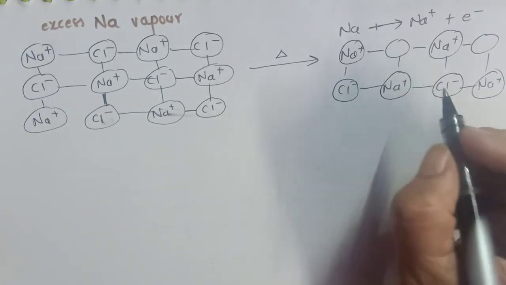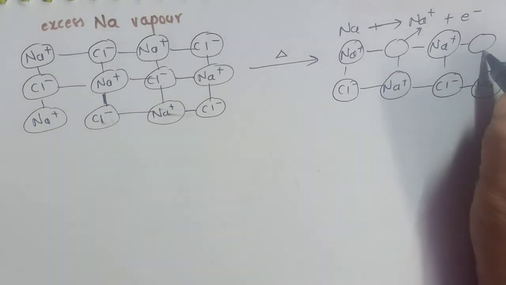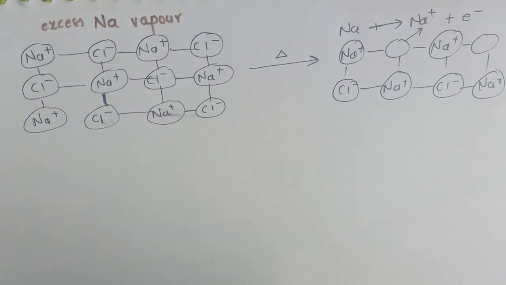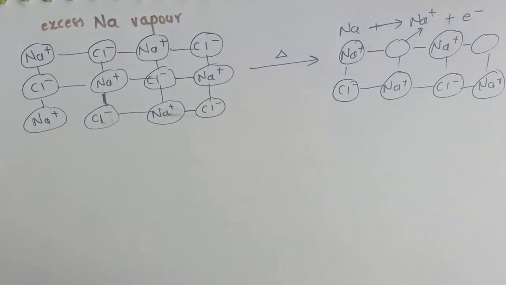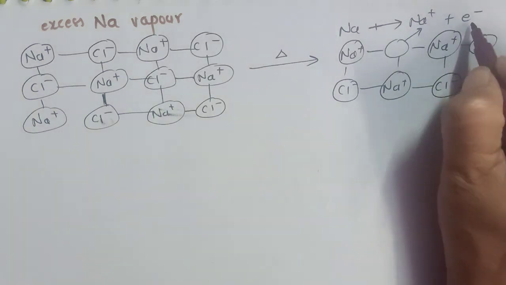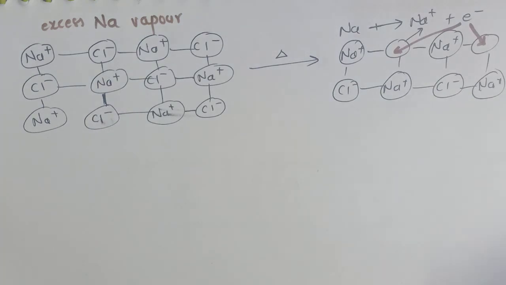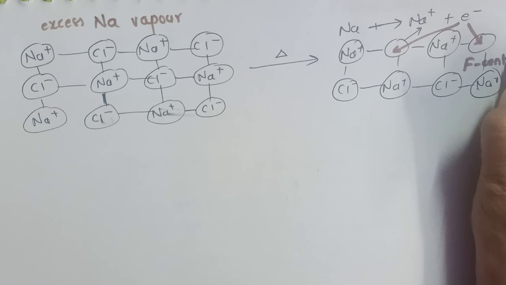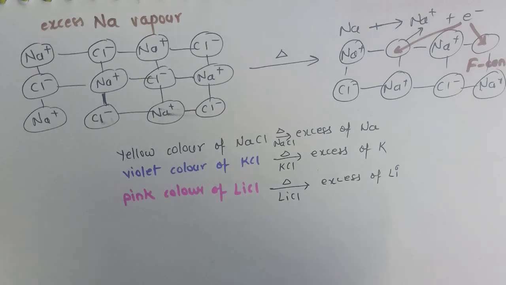The chlorine from here will get attracted towards this sodium cation to form sodium chloride. Similarly, some more chloride ions will leave their places and combine with the sodium cation to form sodium chloride. As a result, what happened? A hole is created over here, and the electron which was released by sodium will come and occupy this place. That is what we call an F center. And due to the presence of this F center, there exists color.